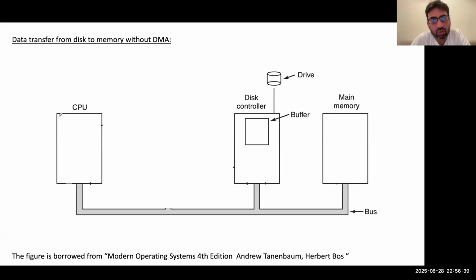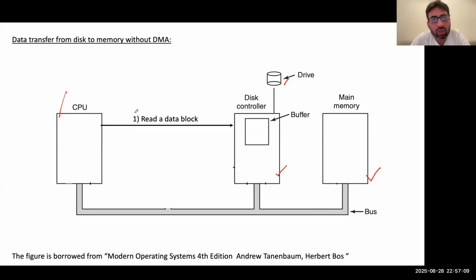So here you have a CPU, and through the system bus, it is connected with the disk controller and also with the main memory, right? And what we want to do is transfer data from the disk into the memory, right? But we don't have DMA support, which basically means that the CPU will be involved in this process, right? So how do things work here?